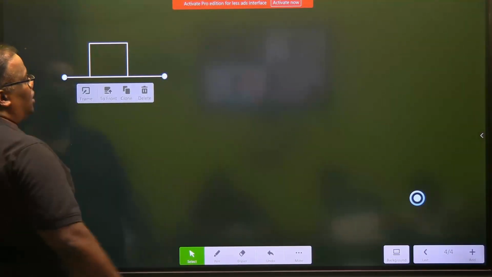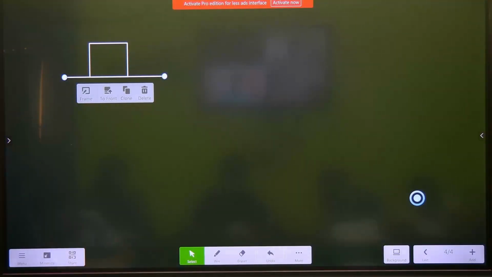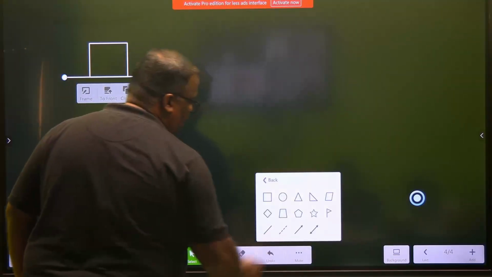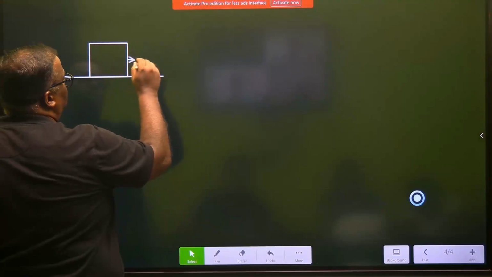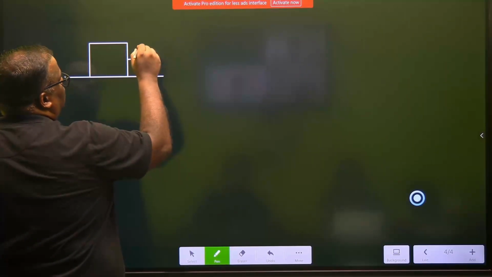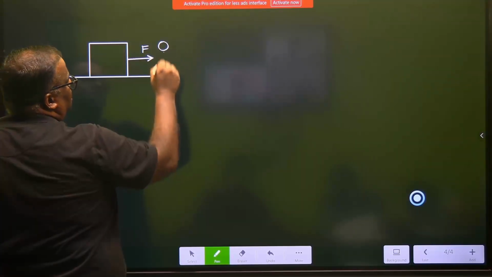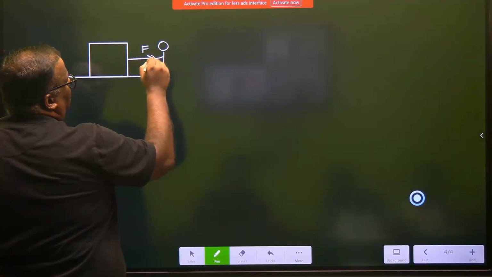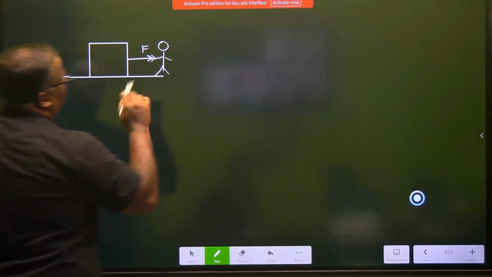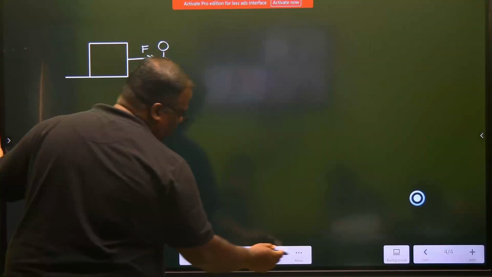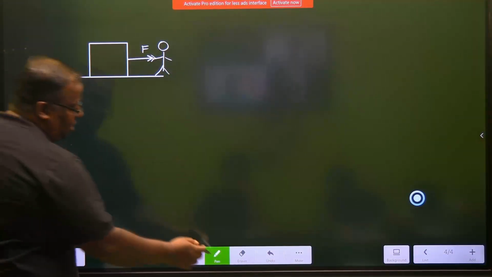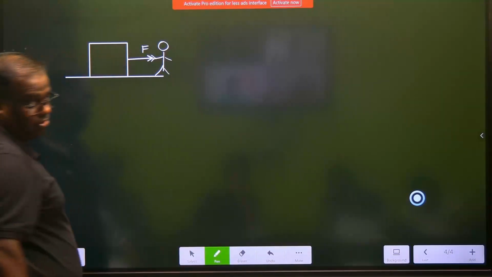A block is resting on a horizontal surface. What you are trying to do is pull this block. While you are trying to pull this block, you are pulling it with a force, say F. You are applying force F to pull this particular block. Understood this much? Now, as soon as you start pulling it, since this block is lying on this surface, it will encounter friction.